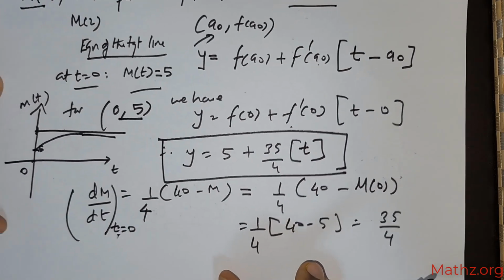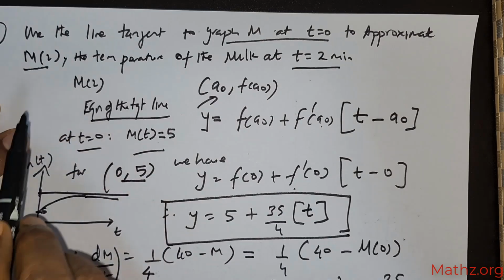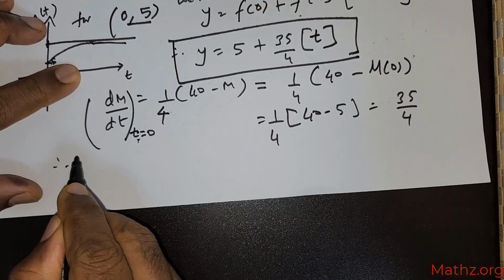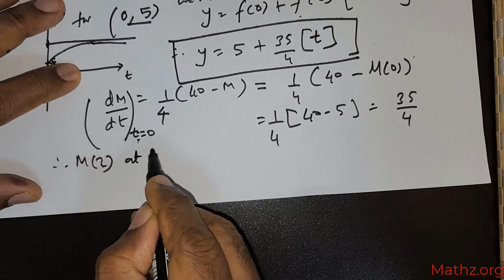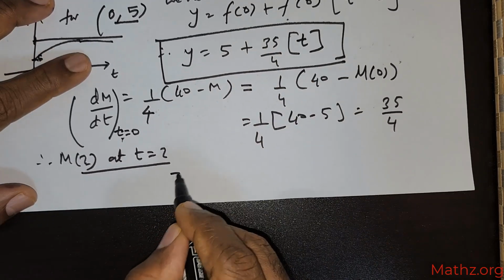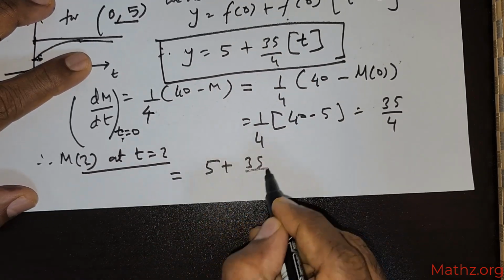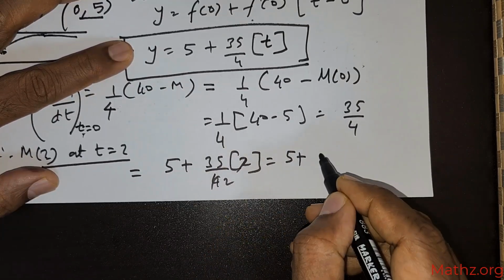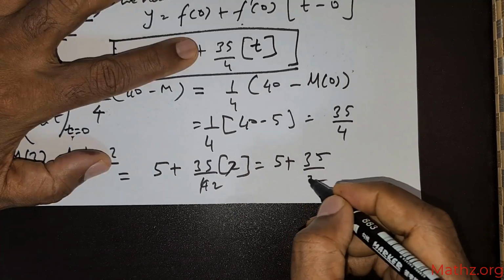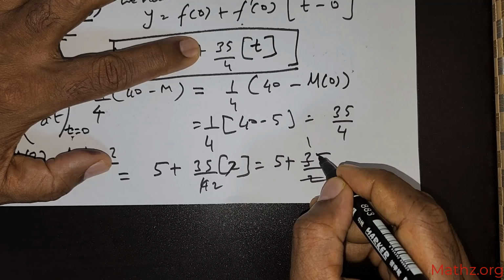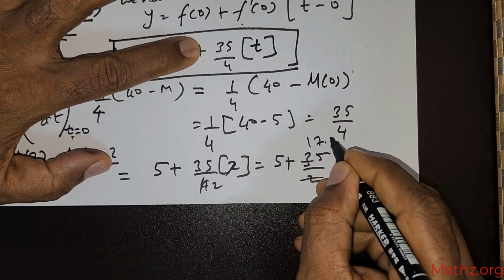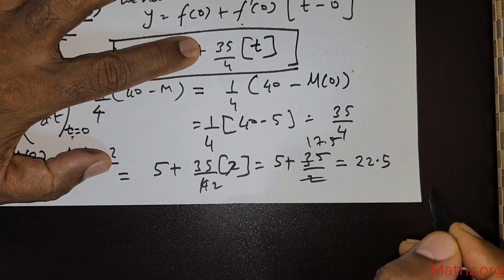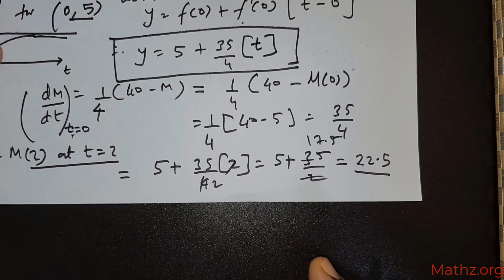Now what are they asking us? They are asking us to find m of 2, so this will give us m of 2 at t equals 2. Therefore m of 2 is equal to 5 plus 35 over 4 at t equals 2. So this is going to be 5 plus, 2 divides here 2 times, so this is 35 over 2. Now 2 divides 35 seventeen times with 1 left over, so that is 17.5, and 5 plus 17.5 is 22.5. So that is going to be the temperature.